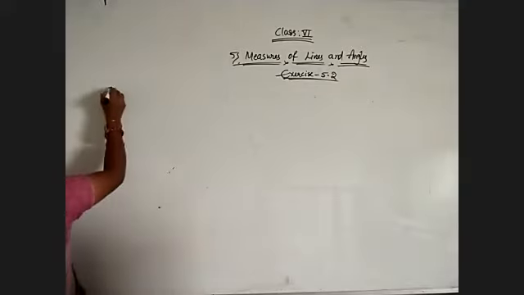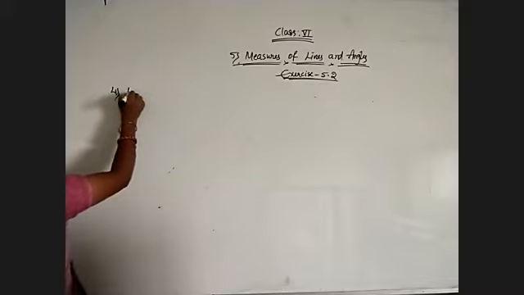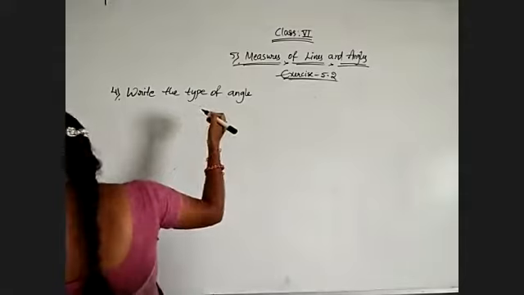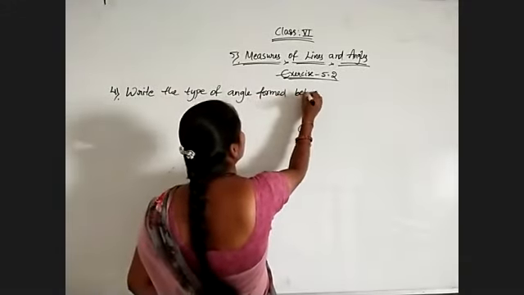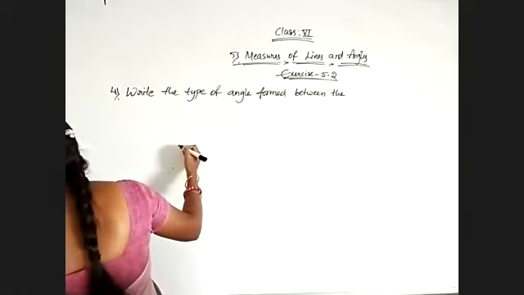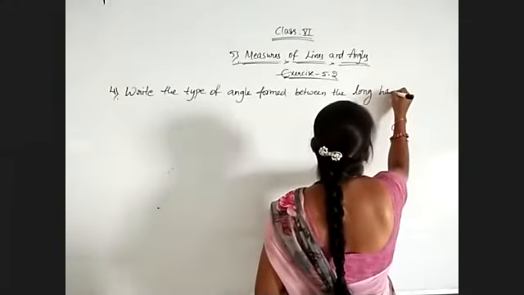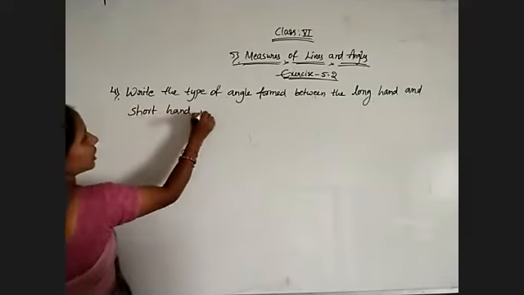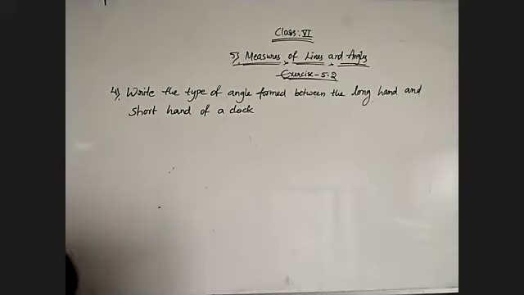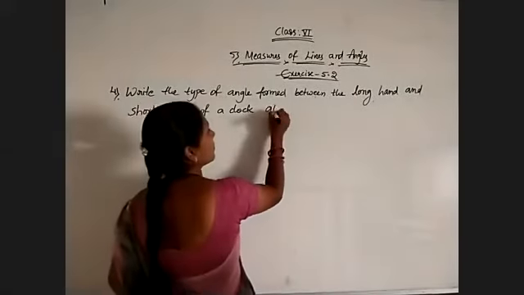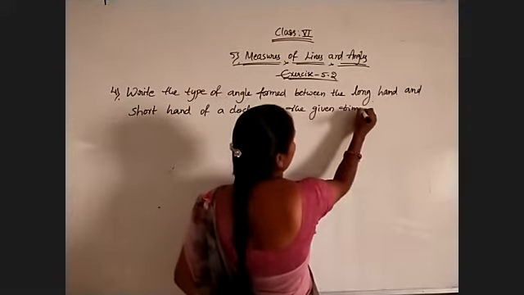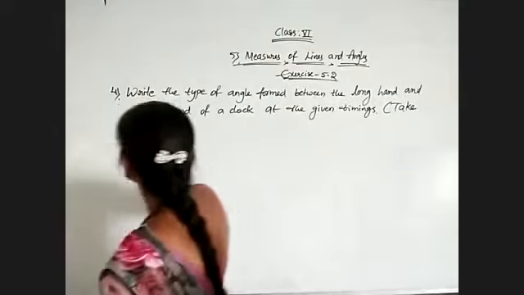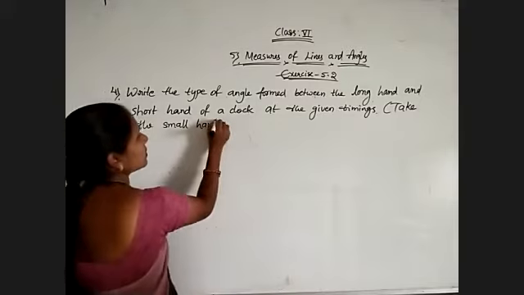Fourth problem. Write the type of angle formed between the long hand and short hand of a clock at the given timing, and take the small hand as the base.